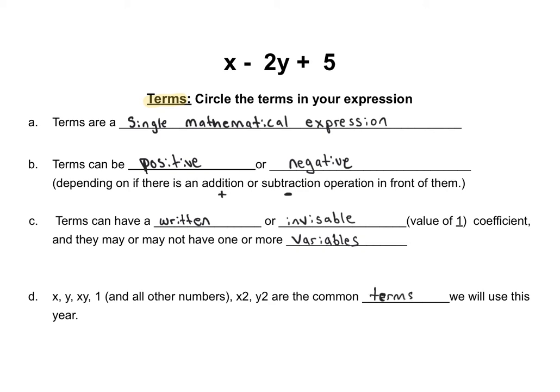And in your notes right now, I want you to circle all of our terms. So in this expression, we have one term right here, and it's a positive 5. We have another term right here, a negative 2y, and another term right here. And since there's nothing in front of it, that's a positive, so we'd actually say that is a positive x. So there are 3 total terms.